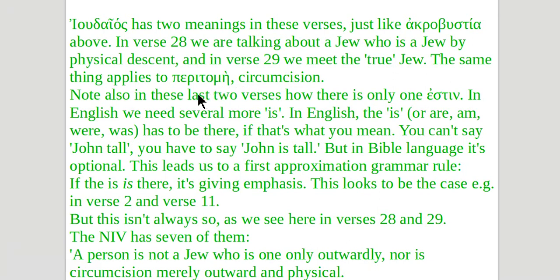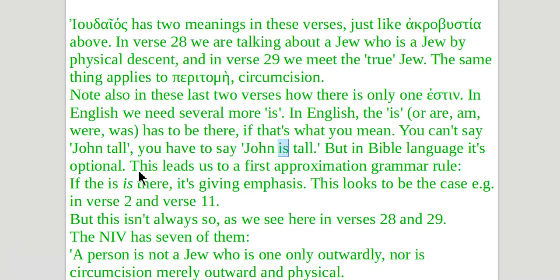I note also in those last two verses, 28 and 29, there is only one estin. In English, we need several more is. In English, the is, or its other forms, are, am, were, was, has to be there. If that's what you mean, it has to be there in English. You can't say, for example, John tall. You have to say John is tall. But in Bible language, as in several other languages that I know of, it's optional.